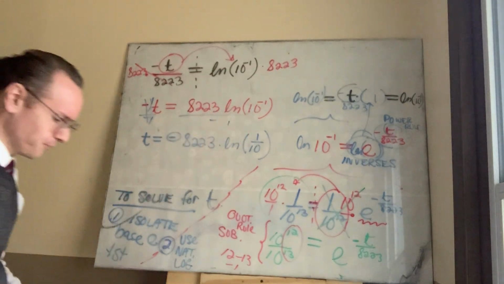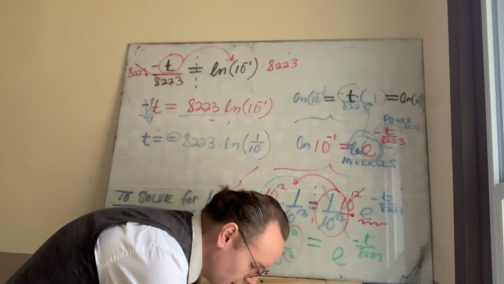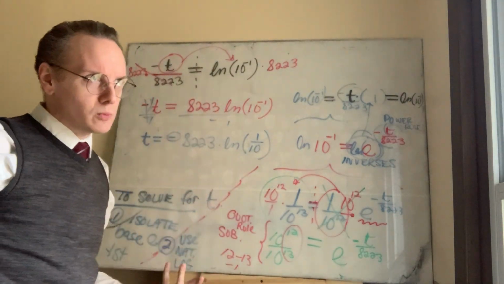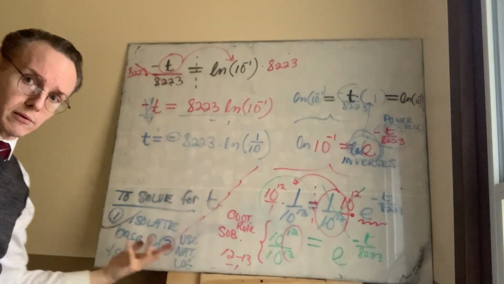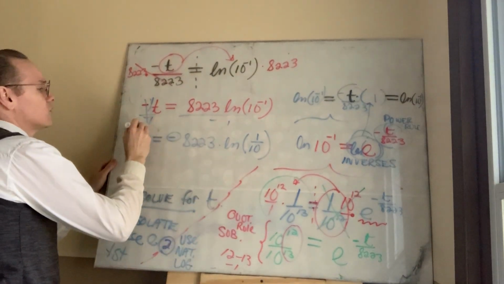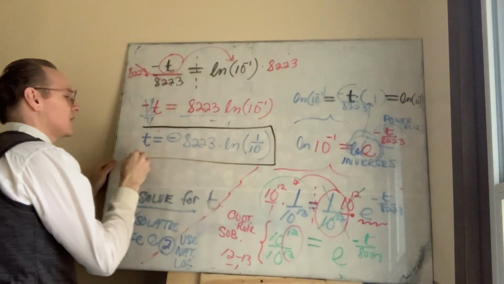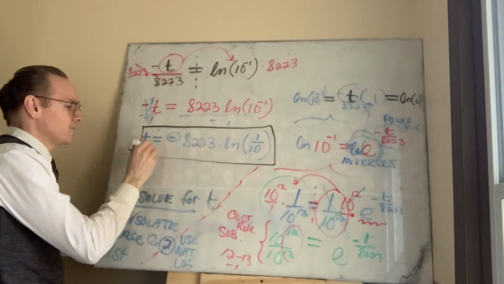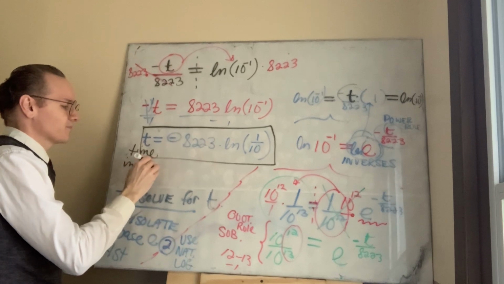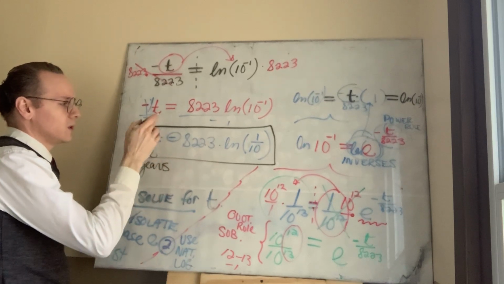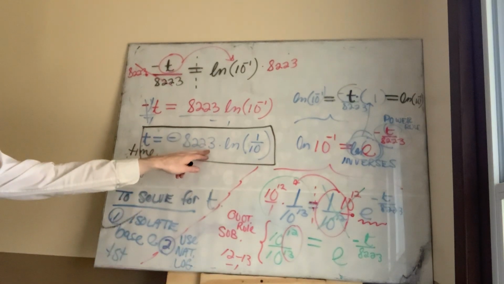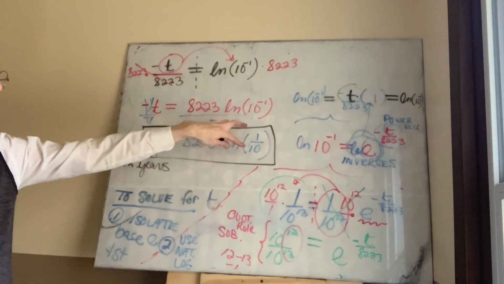All right, anyhow, we're done, except that we want to get a meaningful number, which is, for humans, usually a decimal. So we're going to use our calculator now. We're going to enter this into our calculator. T, which represents time in years, is equal to this quantity: negative 8,223 times the natural log of 1/10.